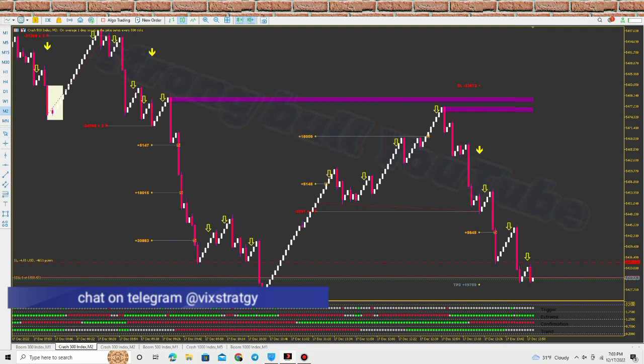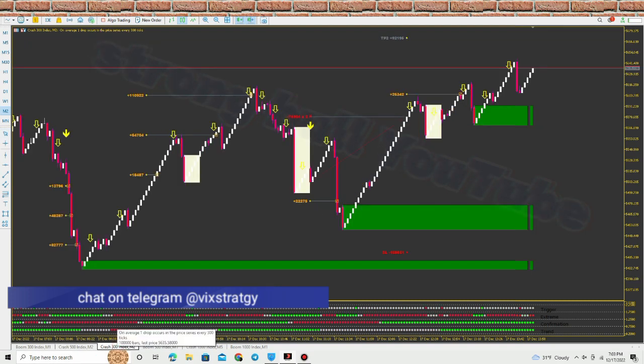Let's move on and set your stop loss at 3 candles, right in front of you. Stop loss is activated on my trade. And now let's move on to the other chart. Look here, Crash 300, we're waiting for a signal.